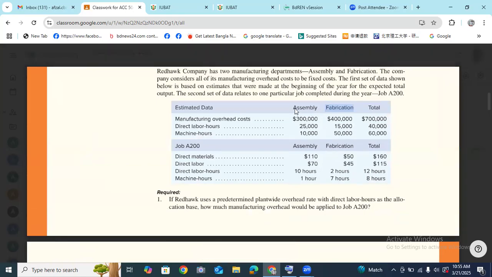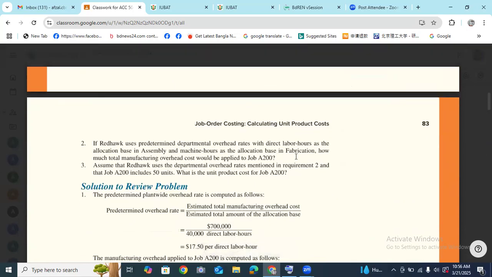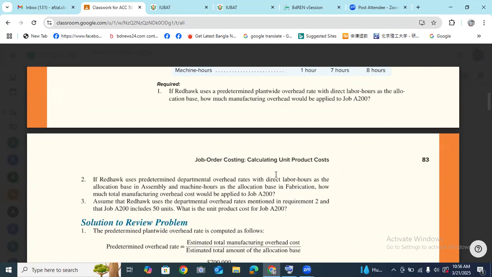First, in the assembly department, because they are all labor, they assemble the product by labor. That's why they use direct labor hour for their base. But in fabrication, machines fabricate. That's why they use machine hour as the allocation base. So, how much total manufacturing overhead cost would be applied if you use 2 different allocation bases, direct labor hours for one department and machine hour for another department, for the same job, A200?